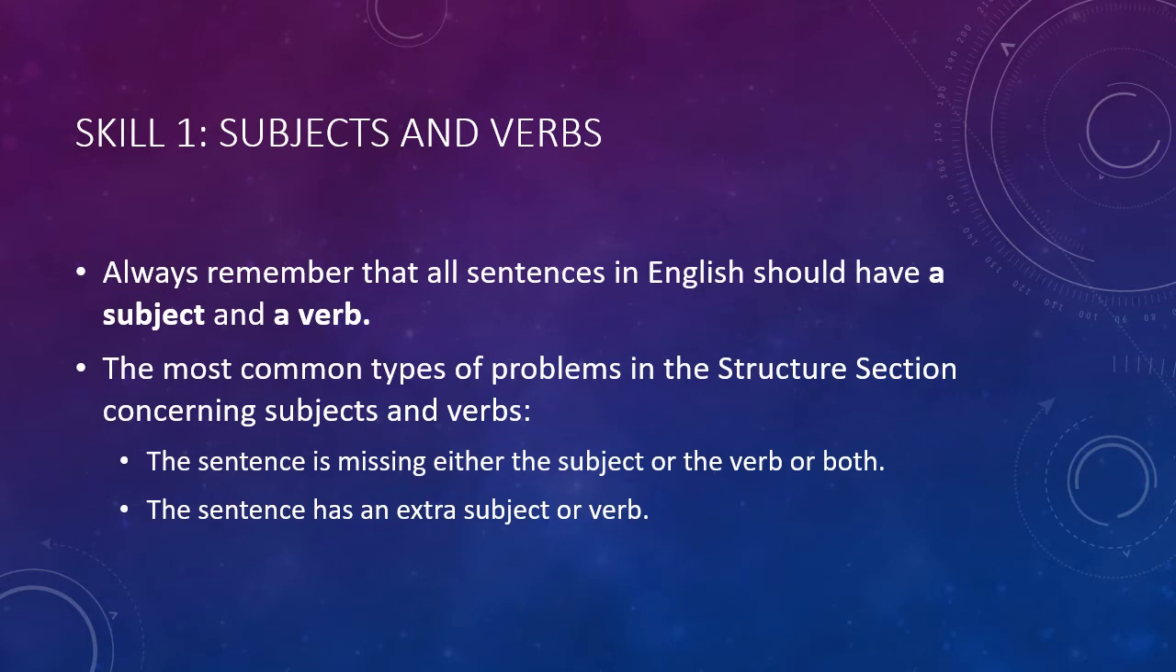Then the most common types of problems in the structure section concern subjects and verbs. Sometimes you find the sentence is missing either the subject or the verb, or both the subject and the verb. Or sometimes the sentence has an extra subject or verb, so you need to add extra connectors and also an extra subject and verb.